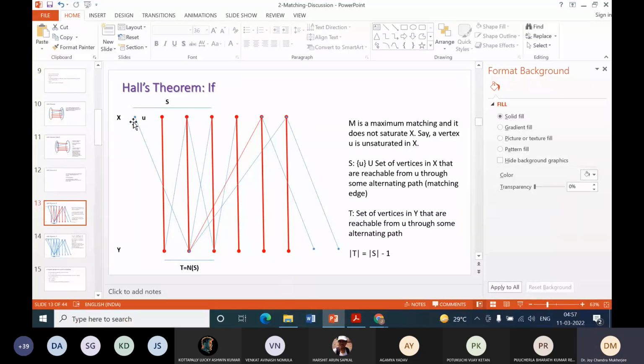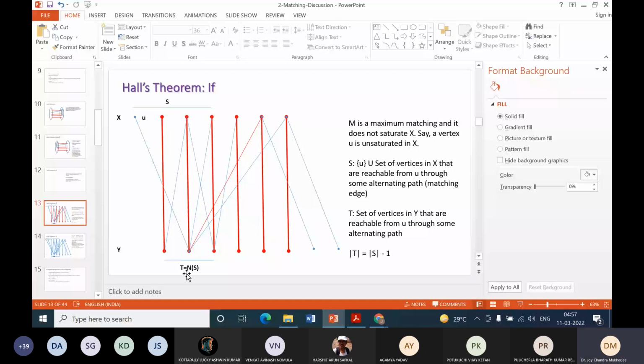Similarly, T is another set of vertices, in Y, that are reachable from U through some alternating path. So this is reachable, so this is in T. Then I go by a matching edge and an unmatched edge, so this is in T. From U I came here, I go by an unmatched edge, then a matched edge, then an unmatched edge. So this vertex is also in T. Other vertices are not in T. Why? Because they are not reachable through some alternating path.